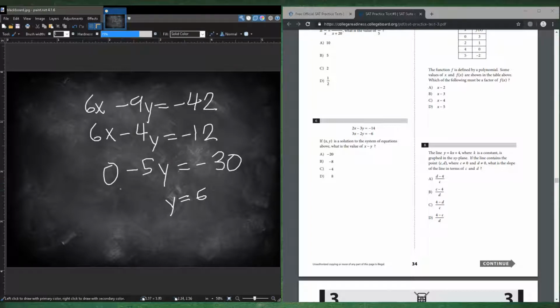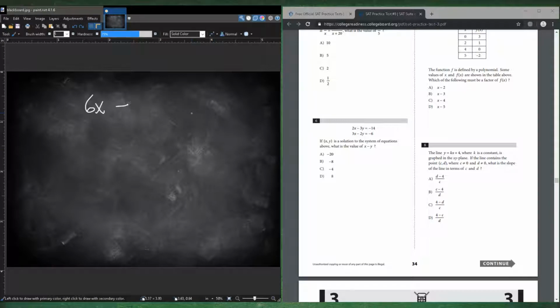Now plug in y is equal to 6 into the first equation. That'll be 2x minus 18 is equal to negative 14. So x has to be equal to 2. So the answer is (2, 6). So x minus y will equal negative 4. So the answer is C. Pretty basic system of equations question.